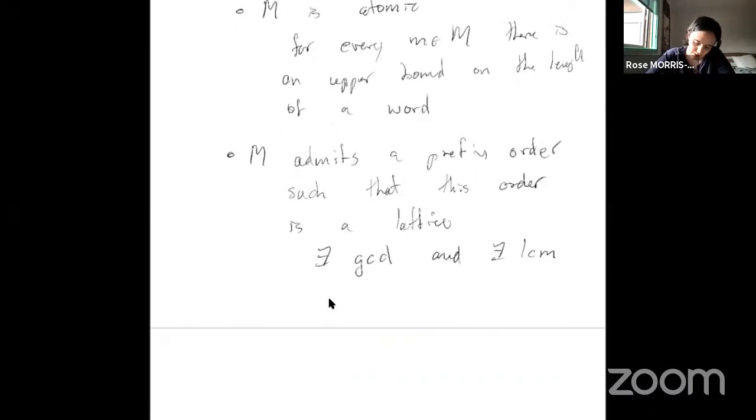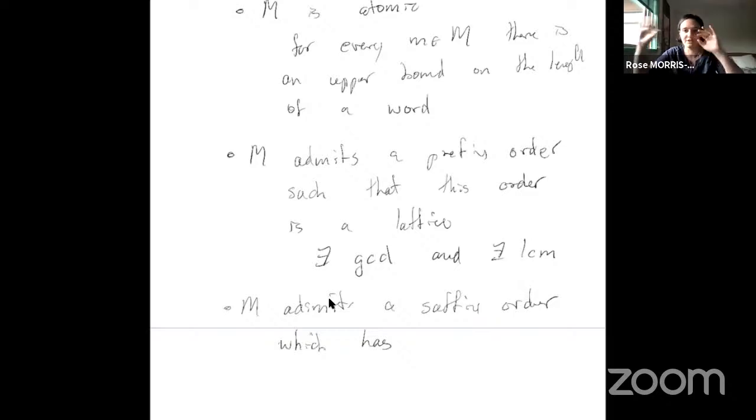Okay, so it admits a prefix order, and it also admits a suffix order, which has the same properties. I'm not going to spend a whole lot of time talking about the suffix order. It's basically the same as the prefix order, except it's the mirror image of the prefix order.